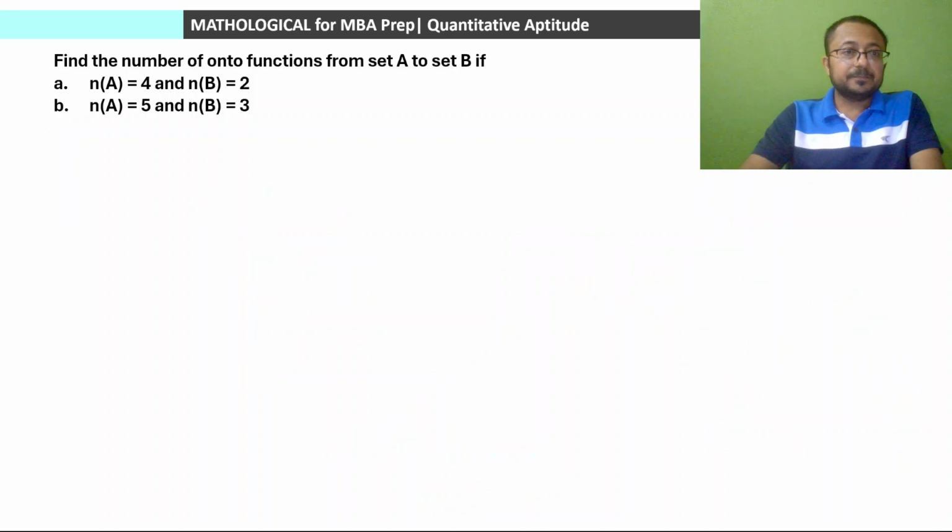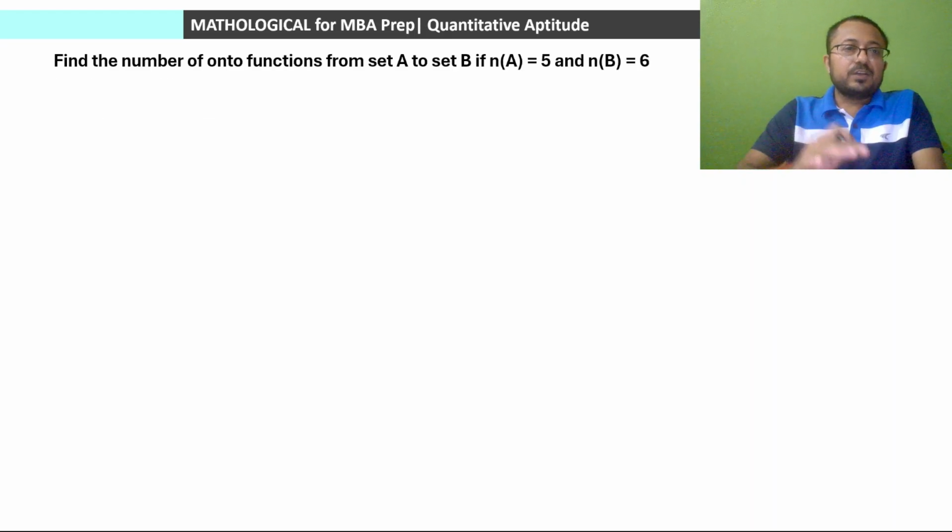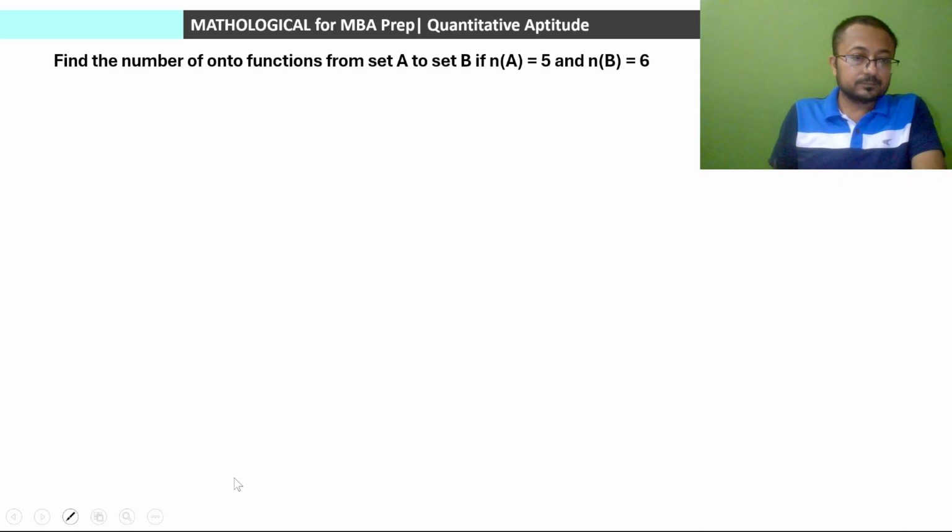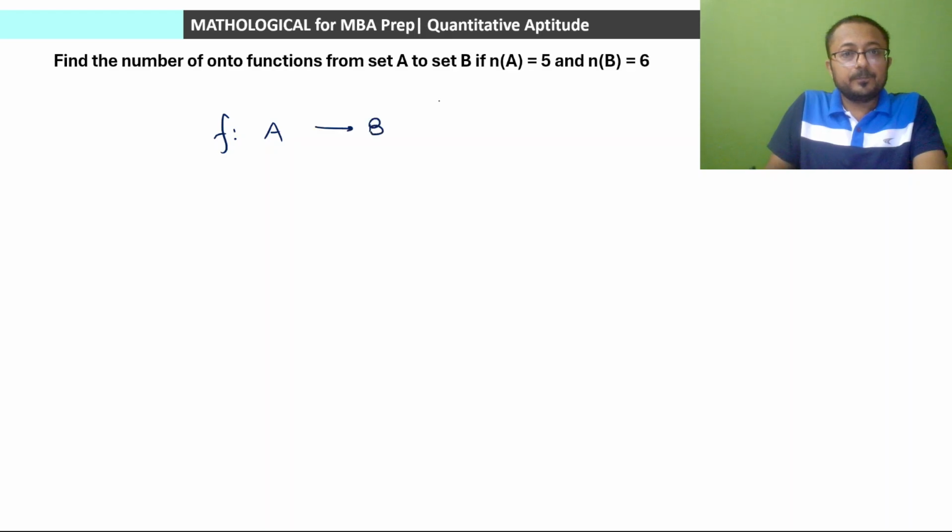Let us move on to the next question. The next question is: find the number of onto functions from set A to set B, if the number of elements in set A is equal to 5 and the number of elements in set B is equal to 6. So how many onto functions will exist? The function is from set A to set B. In set A there are 5 elements, let us say 1, 2, 3, 4 and 5, and in set B the number of elements is 6, let us say a, b, c, d, e, f.